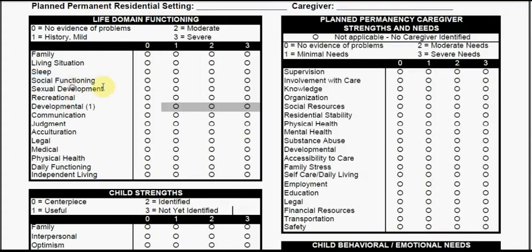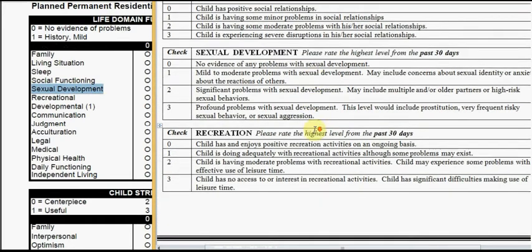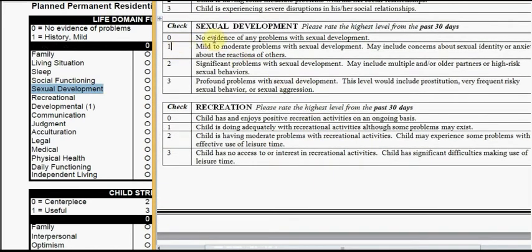Okay. Sexual development. This is an interesting item. 0. No evidence of any problem with sexual development. 1. Mild to moderate problems with sexual development may include concerns about sexual identity or anxiety about the reactions of others. 2. Significant problems with sexual development may include multiple and/or older partners or high-risk sexual behaviors.